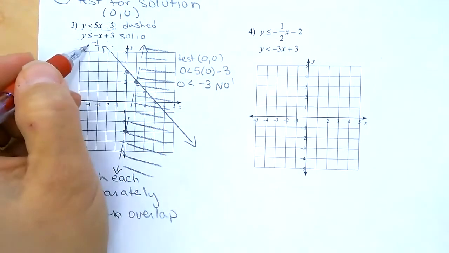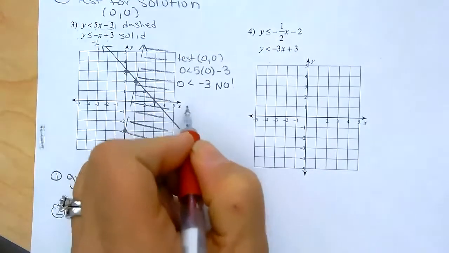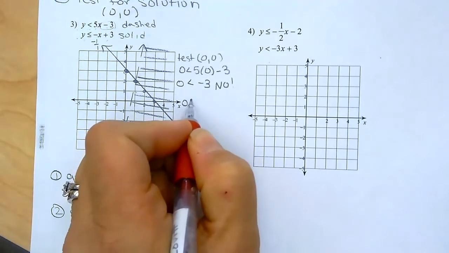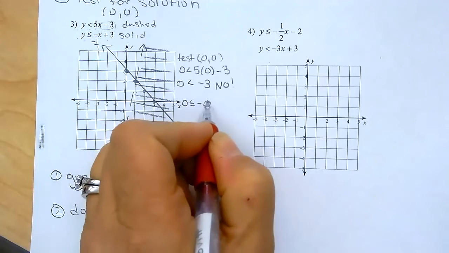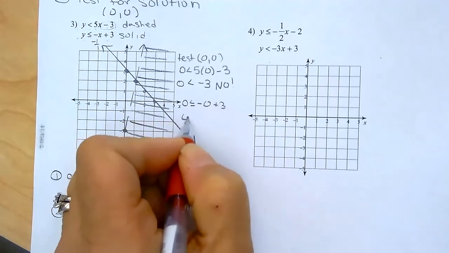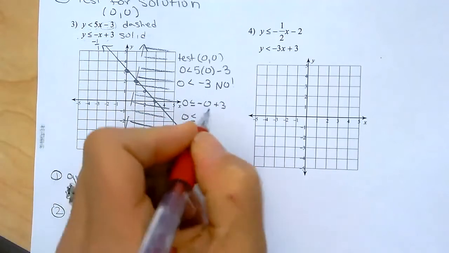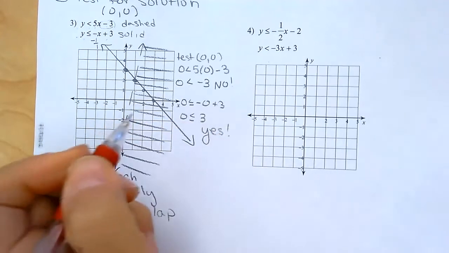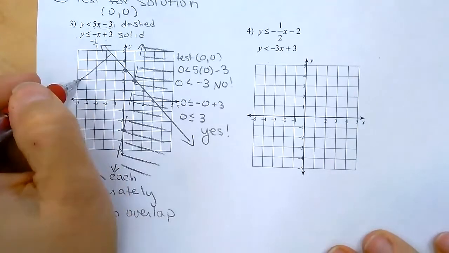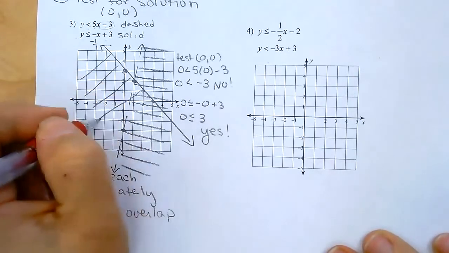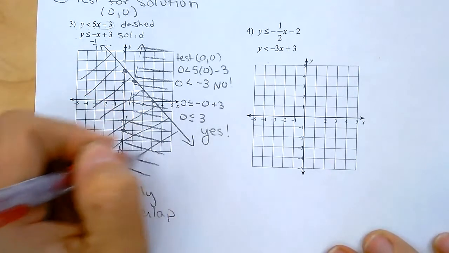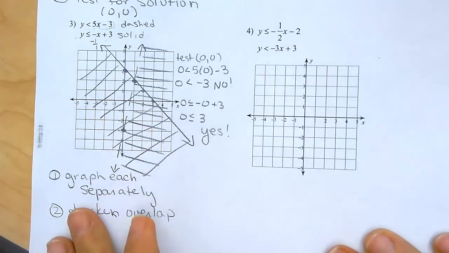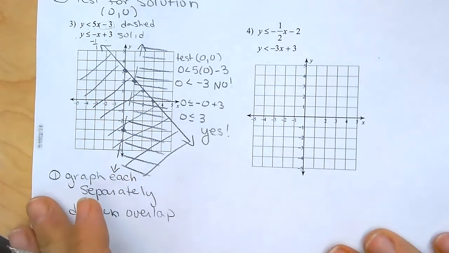Again, I'm going to test 0, 0. And I'm going to use is 0 less than or equal to negative 0 plus 3? Is 0 less than or equal to 3? And this time the answer is yes. So for this line, I'm going to go towards 0. So that's step 1. We've graphed both of them.